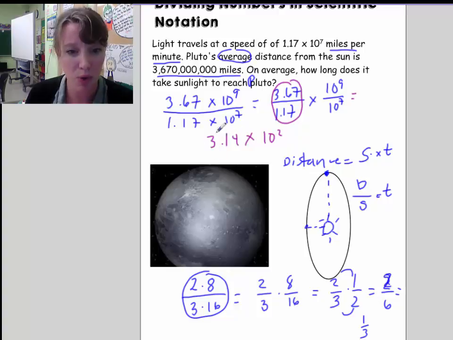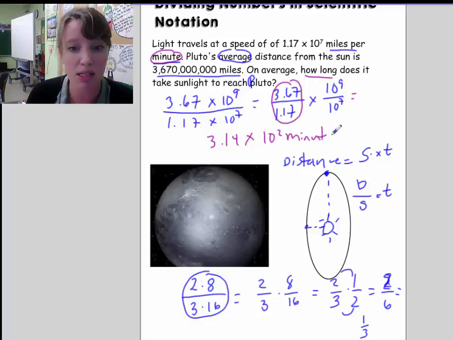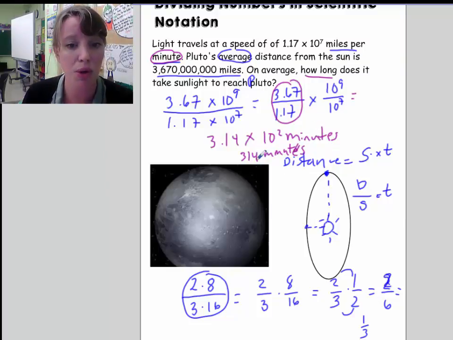Now fortunately our number lands in scientific notation, so I don't have to modify it in any way in order to get it into scientific notation. Let me investigate the units here. So this should be in seconds because the answer was how long. Oh, it's actually in minutes, sorry, because the speed was given in minutes. So it takes this many minutes. If they ask for the answer in standard form, well, I would just multiply it by 100, so it would be 314 minutes. So it depends on how they indicate they want the answer. So it will take 314 minutes for the sunlight to reach Pluto.